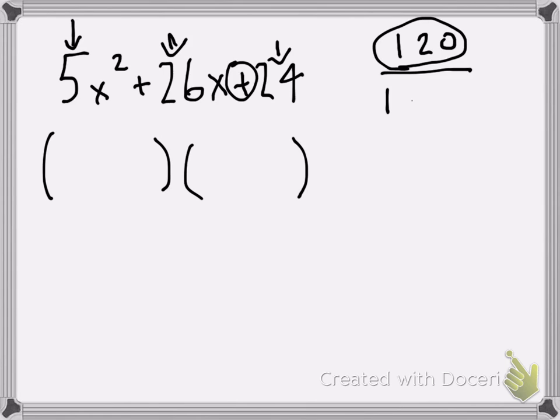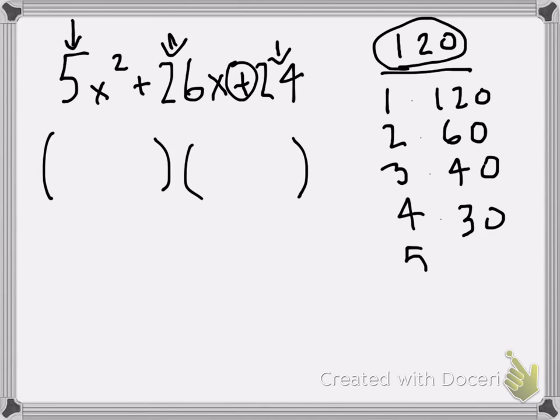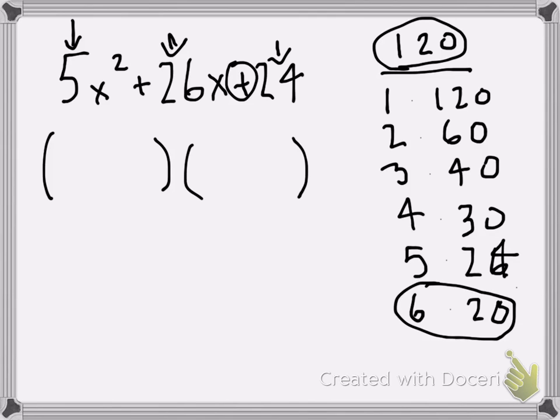So of course I can do 1 times 120, but that's 121 if I add those up, so that doesn't work. So 2 goes into 120 60 times, so 2 times 60 would be a possibility, but 2 plus 60 doesn't work either. I could do 3 times 40, that doesn't work. I could do 4 times 30, but that doesn't work. I could do 5 times 24, but that doesn't work. And finally, I could do 6 times 20, and that's actually the pair that I want, because that gives me 120 when I multiply, and 26 when I add. So that's the pair that I'm working with here, the 6 and the 20.